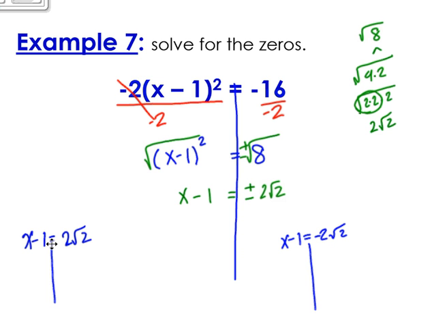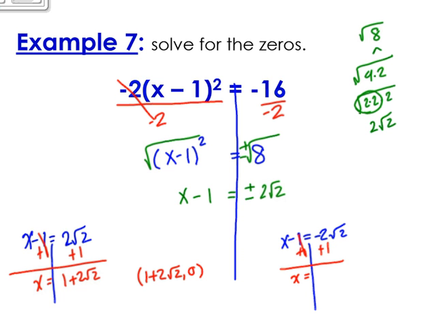So just solve your equation still. Gotta get x by itself, so add 1, add 1. So x is equal to 1 plus 2 square root of 2, because you can't add them together, they're not like radicals. And then add 1, add 1. x is equal to 1 minus 2 square root of 2. So that'd be 1 minus 2 square root of 2, 0.